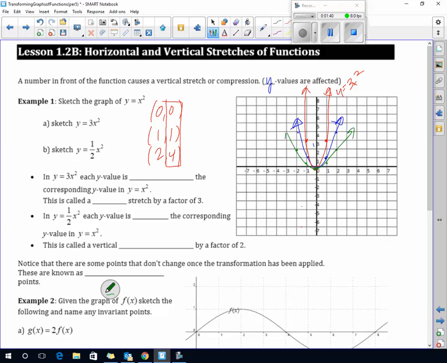So in y equals 3x squared, each y value is triple the corresponding y value in y equals x squared. This is a vertical stretch. Vertical is spelled C-A-L. Factor of 3. So if they said describe what happened here, you would say vertical stretch factor of 3. Okay, in y equals 1/2 x squared, each y value is half the corresponding y value in y equals x squared. This is a vertical.